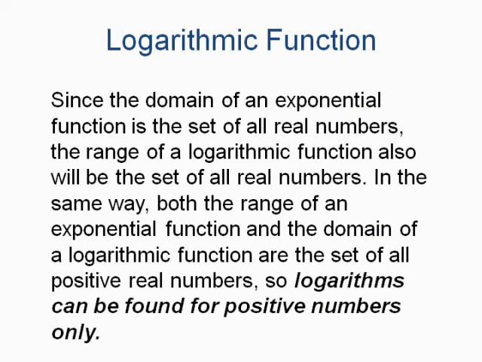So that graph will never touch or cross the vertical asymptote, or VA. So here we go. Since the domain of an exponential function is the set of all real numbers, the range of a logarithmic function also will be the set of all real numbers, so we knew that. In the same way, both the range of an exponential function and the domain of a logarithmic function are the set of all positive real numbers. So logarithms can be found for positive numbers only.